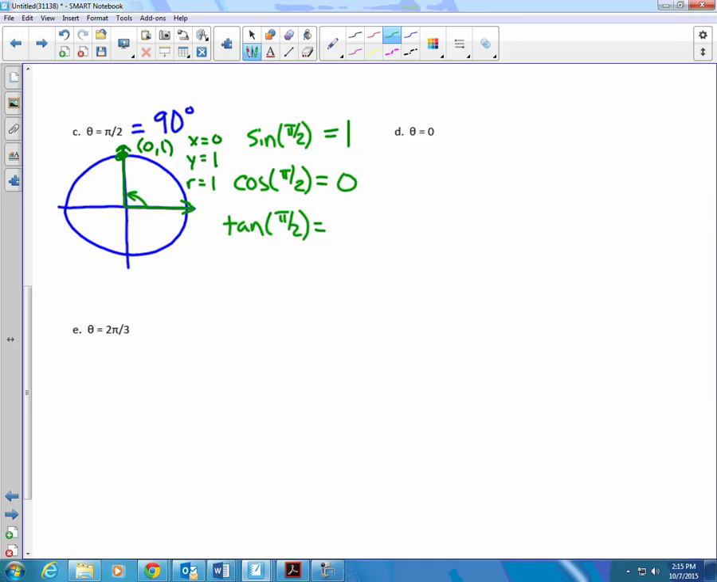What's the ratio for tangent? Y over x. If you take y and divide it by x, can you have 0 in the denominator? So when you get 0 in the denominator, you write undefined. So we didn't have to make a special triangle there, did we? Because we could look at it and tell the point. The next one's going to be very similar.